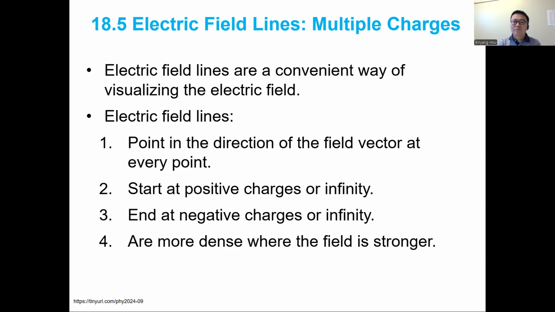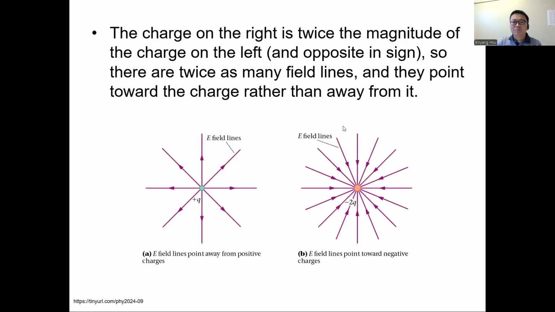Now, if you have a stronger field, then you will draw more lines in that region, and if you have a weak field, fewer lines, at different locations. Let's take a look at some examples. If we just have a positive charge in space and nothing else nearby, then the electric field lines will be pointing away from that positive charge. They are going away and they will end at infinity, pointing towards infinity.